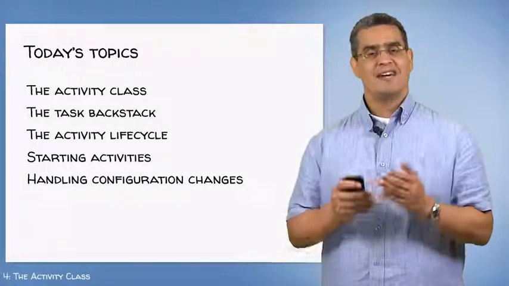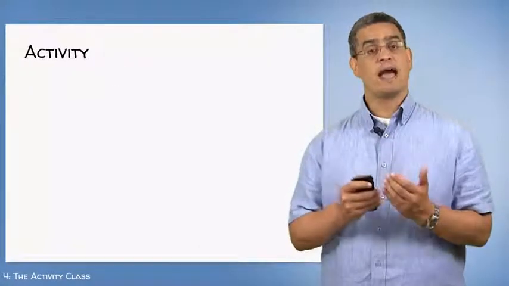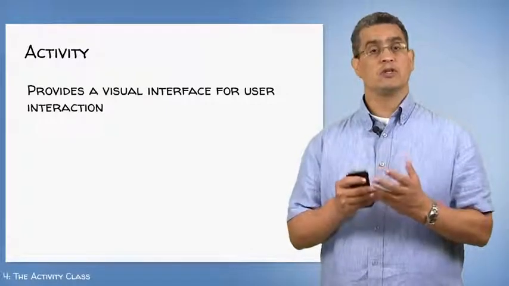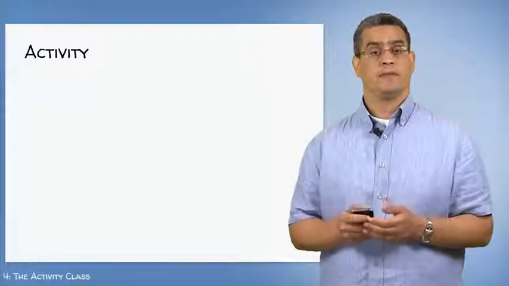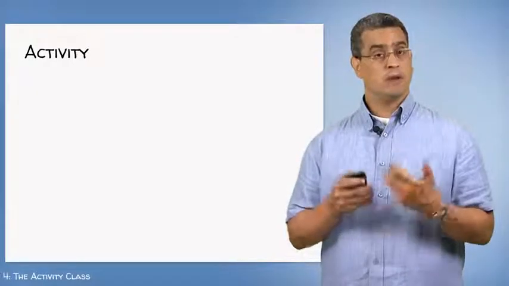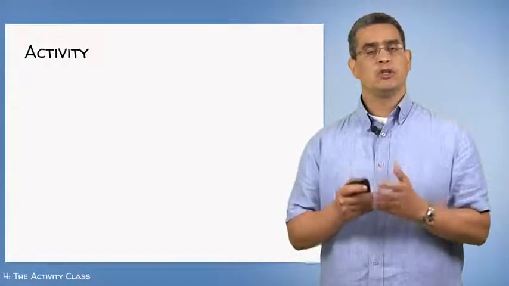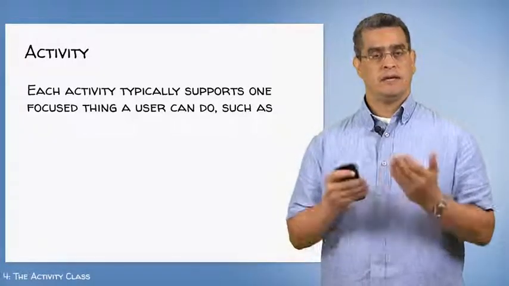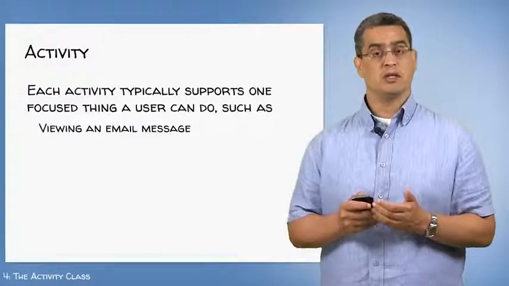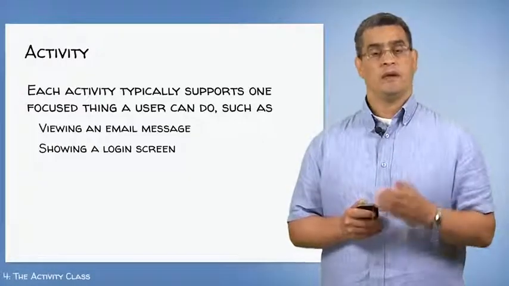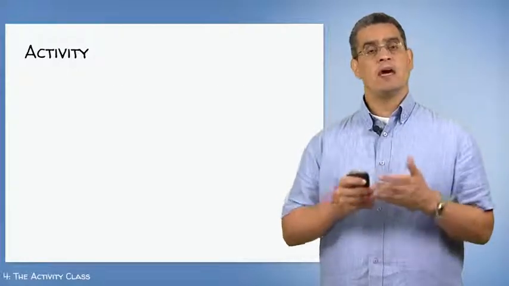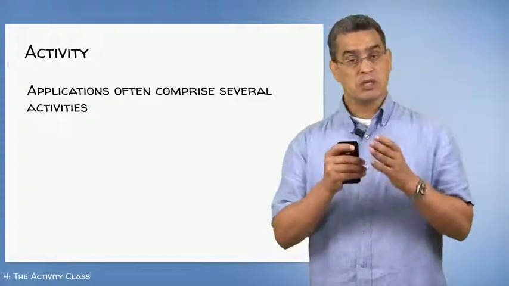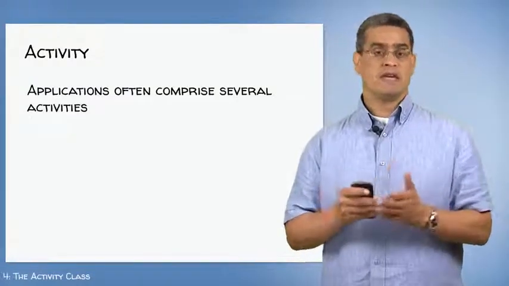As I've said before, activities are the primary class for interacting with users. They're designed to provide a visual interface through which the user can interact with the application. And by convention, activities should be modular in the sense that each activity should support a single focused thing that the user can do with your application, like viewing an email message or showing a login screen. And if you follow this convention, then you end up creating applications by stringing together multiple activities, each with a single purpose that the user then navigates through.